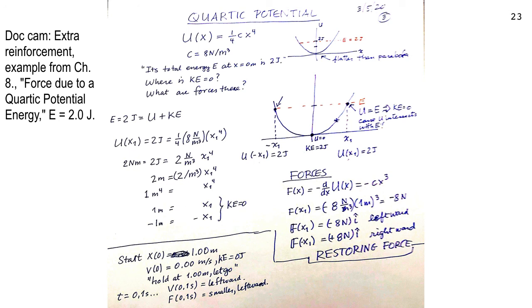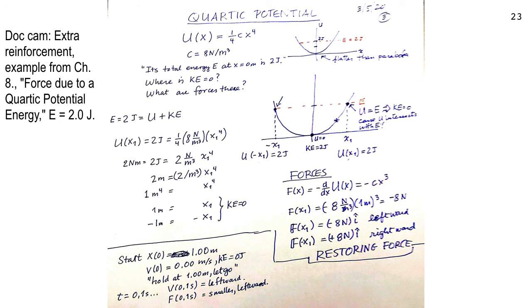Okay, so we have to figure out this point right here. And let's call that X1. All right. So U of X1 is equal to 2 joules. Now, over here, this is a symmetric function left and right. So minus X1 is this one out here. And U at minus X1 is also equal to 2 joules, because U intersects E. So at that point, and also at this point.